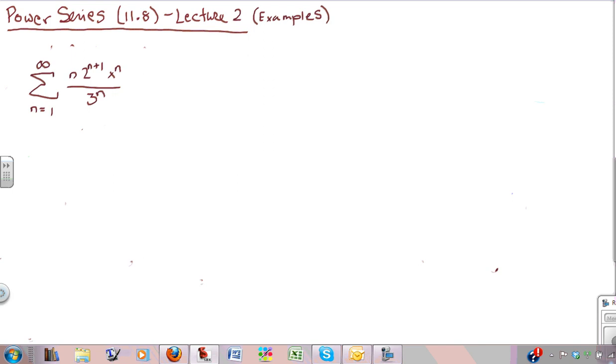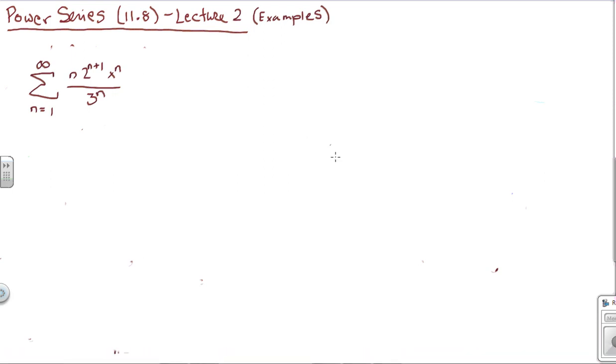So we had just defined power series in our last lecture, and we realized that these are functions of x. So they're series where you can change the value of x you're working with, and the domain of this function is going to be the values of x for which it converges. So what we're doing right now is looking for the domain of this function.